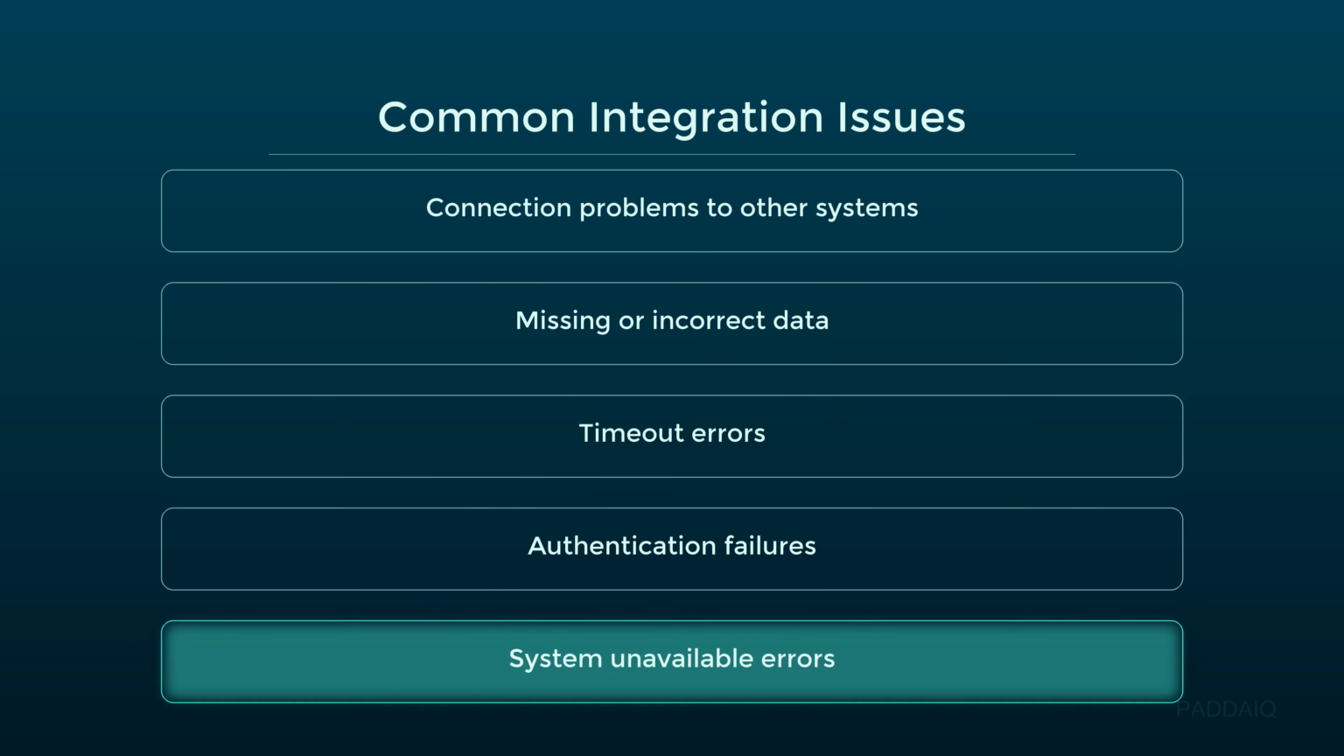System unavailable errors. This means the SAP system you are connecting to is temporarily down or unreachable, often due to maintenance or network problems. For example, trying to sync customer data from an SAP S/4HANA system that is currently being patched and is offline. Always verify the target system's status first when you encounter this error.